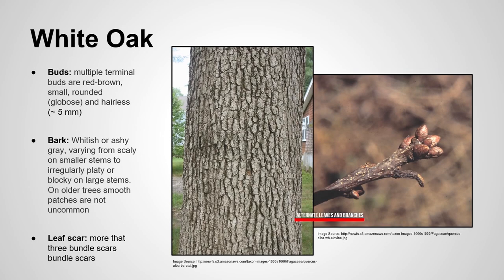Distinctly different from that is the white oak. Its terminal buds are small and reddish-brown and rather rounded. The bark tends to be an ashy gray with scaly, irregular plates, or blocky with large stems. The leaf scars each have numerous bundle scars, similar to all oaks.